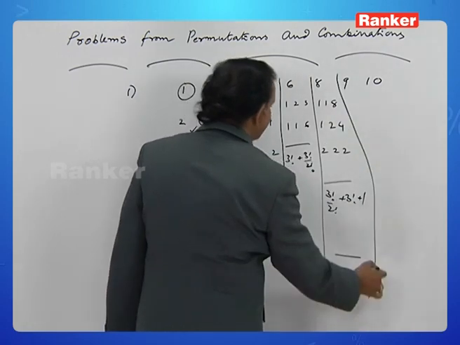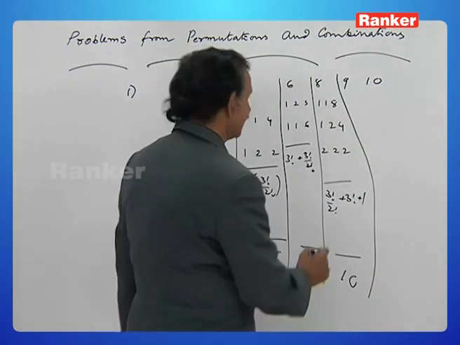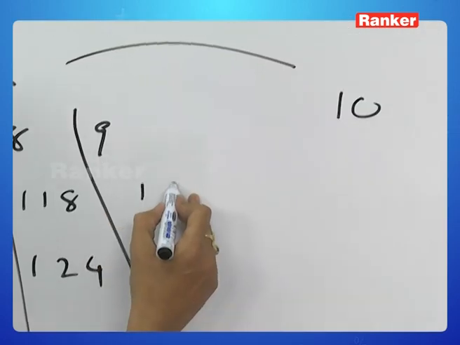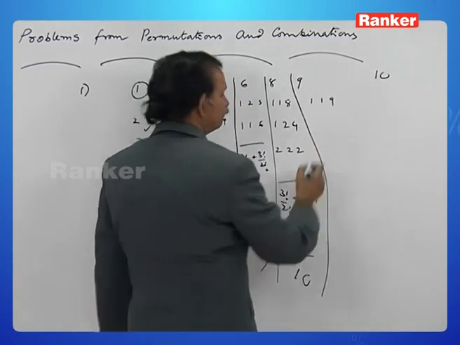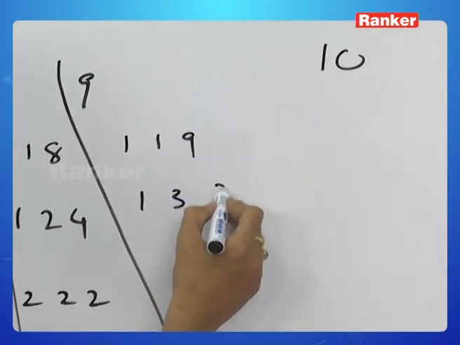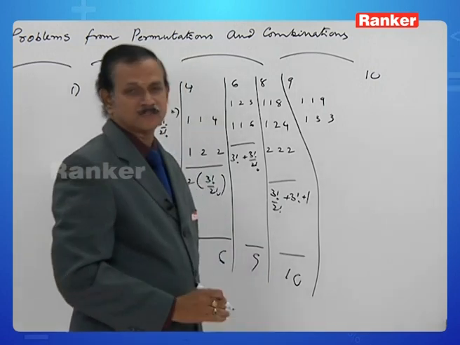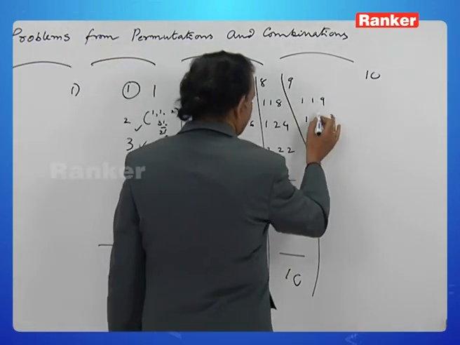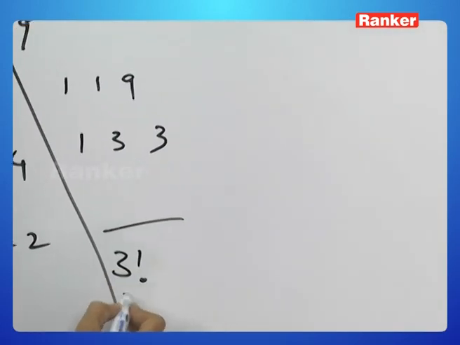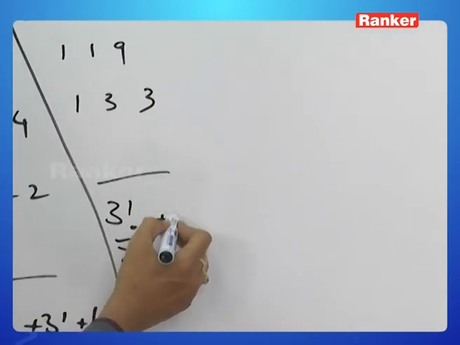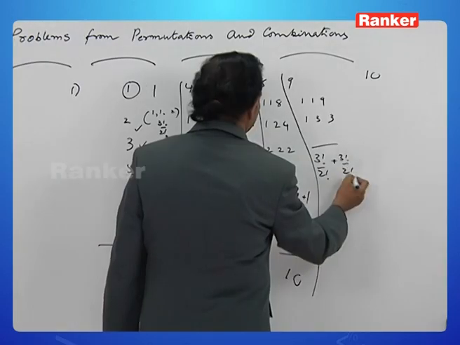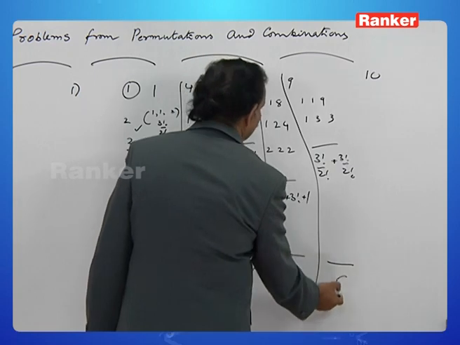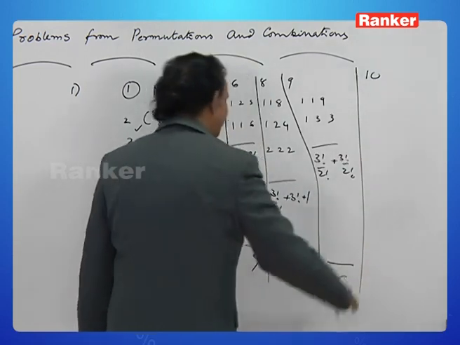Well, for 9, how can you have the product 9? What are the ways? 1, 1, 9 is one way. 1, 3, 3 is another way. Any more ways to have 9? No more. This can be in 3 factorial by 2 factorial ways, and this is also in 3 factorial by 2 factorial ways. That is 6 by 2. 3 plus 3, 6.